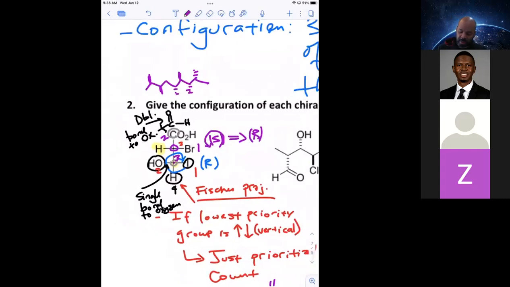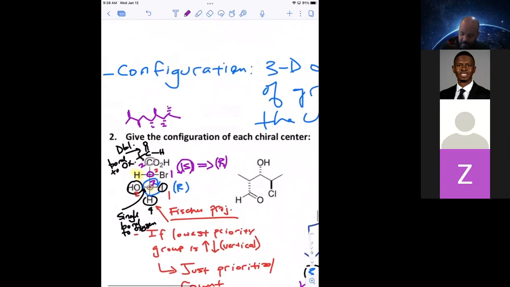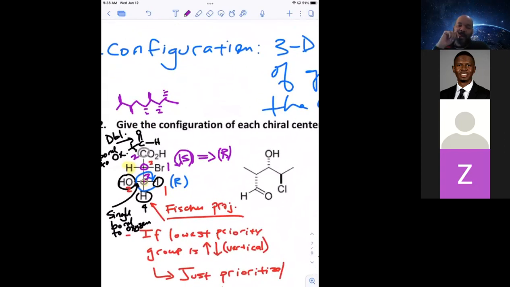So that's going to be actually R. So what is the configuration overall? It's RR, because the bottom we said was R, and now the top is R. Is that right? Yeah. So it's RR.